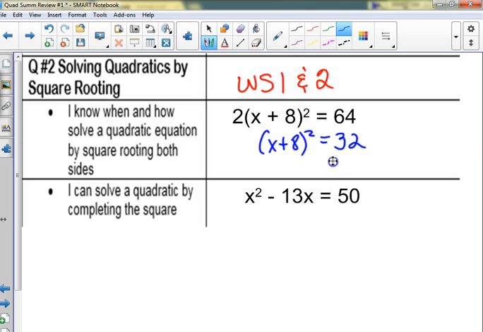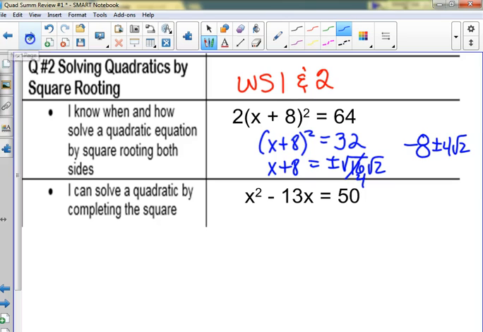How'd I do? Square root, and I get x plus 8 equals plus or minus the square root of 16 times 2, right? So that's 4 square roots of 2. And then if I subtract the 8 over there, I'd have negative 8 plus or minus 4 square roots of 2. Did I skip too many steps? Because I can do it on another slide.